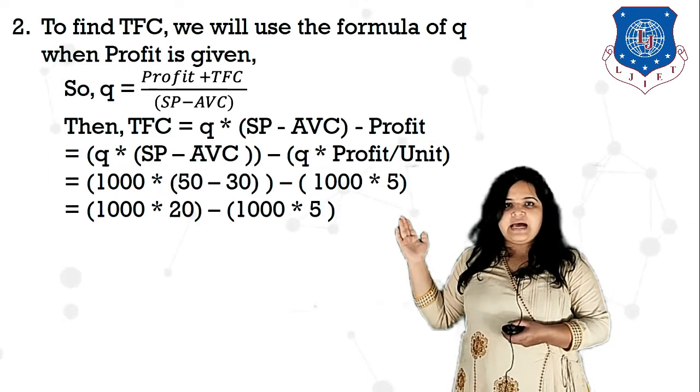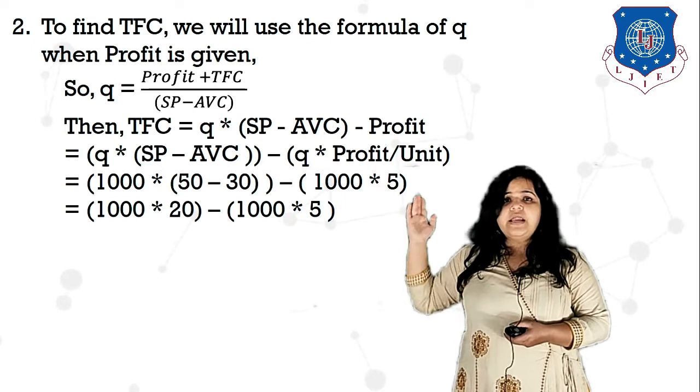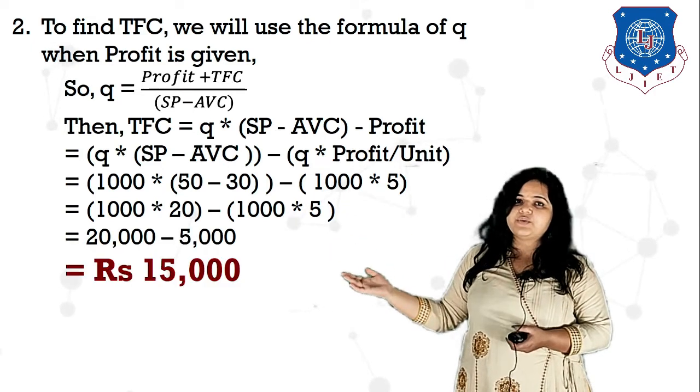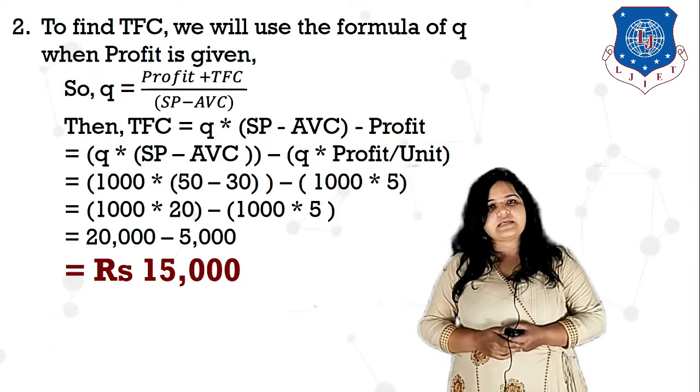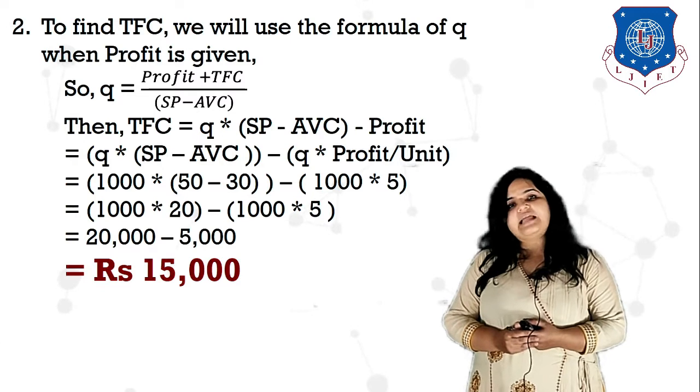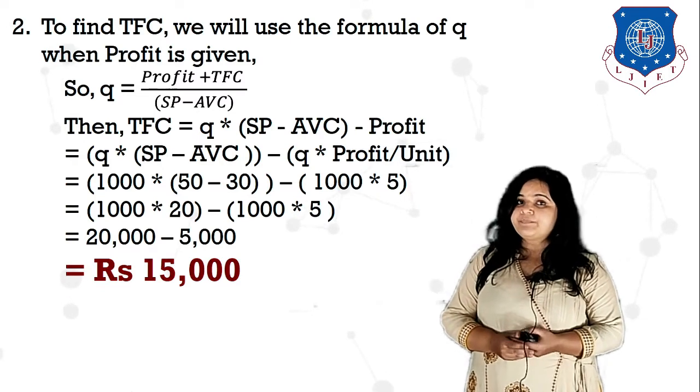Solving this, we have 20,000 minus 5,000, which is equal to 15,000 rupees. Our total fixed cost is 15,000 rupees.